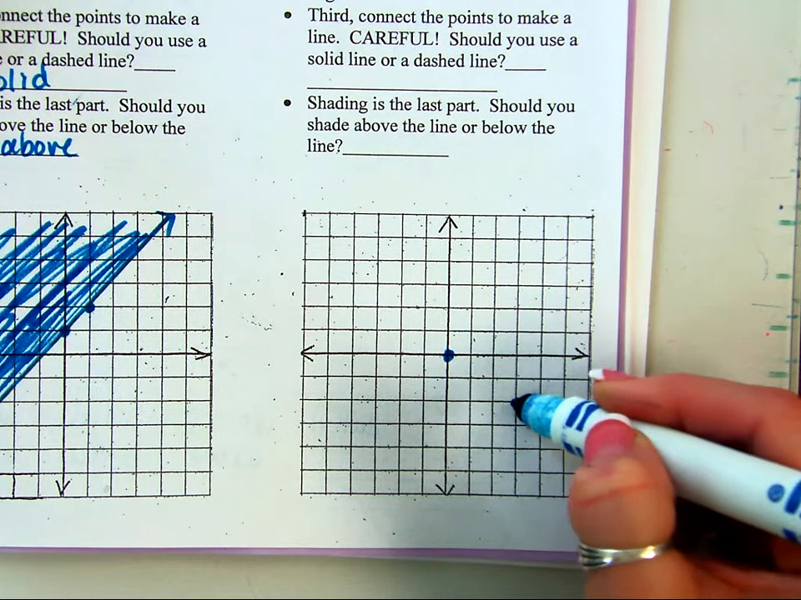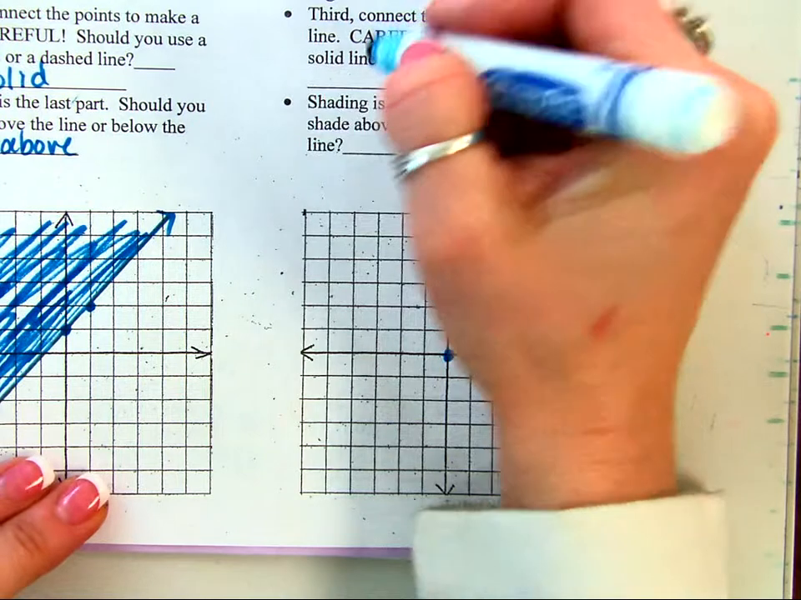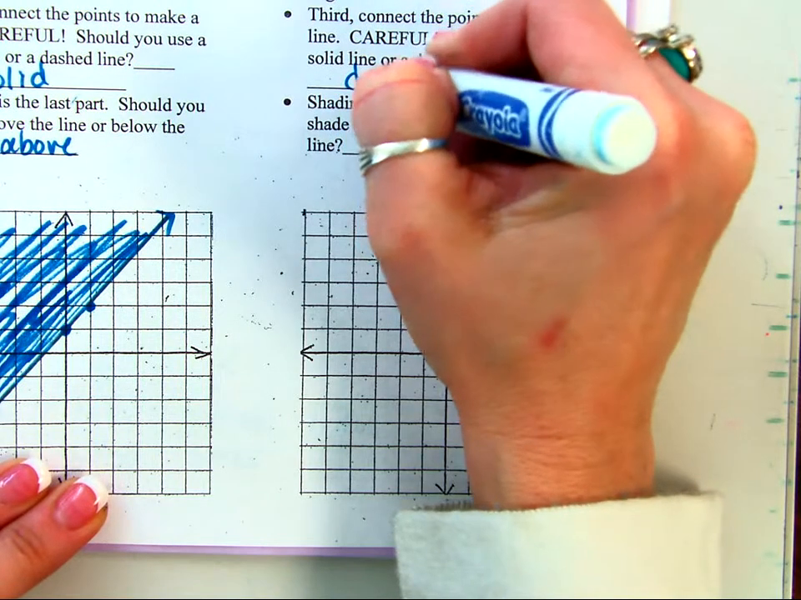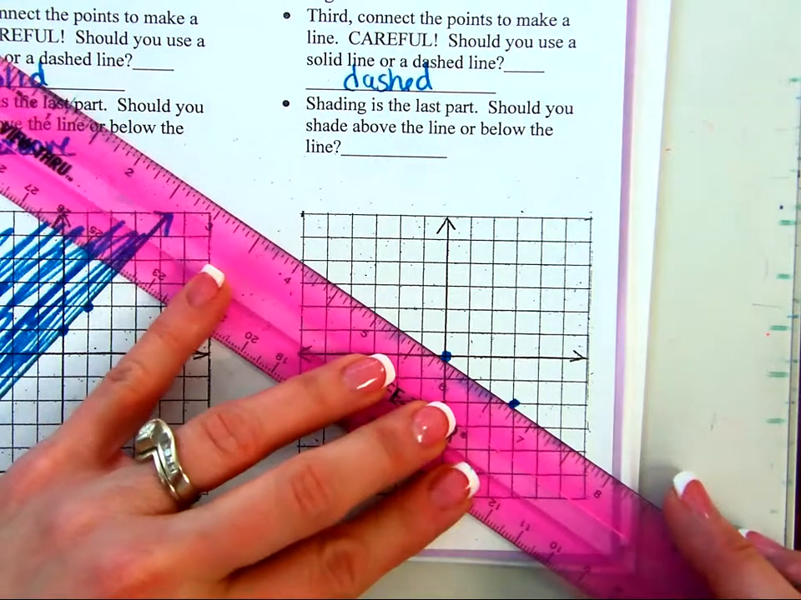Third, connect the points, but be careful. We have a less than. I need my solutions to be less than the line. They can't be on the line. So what kind of a line do I want? A dash. We'll use dash for those people who like to dash. I'm going to go all the way to the corners of the graph.